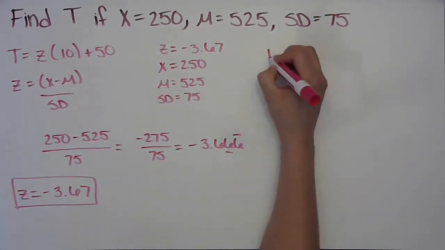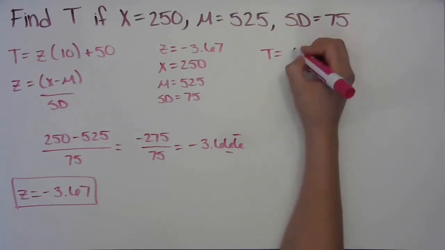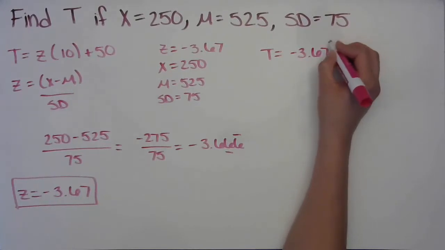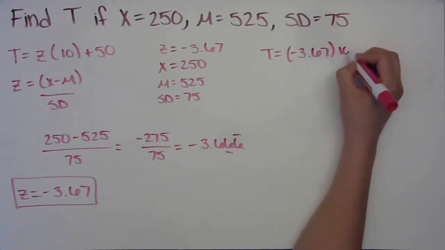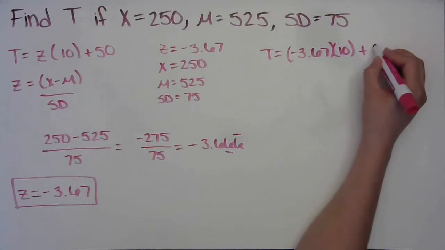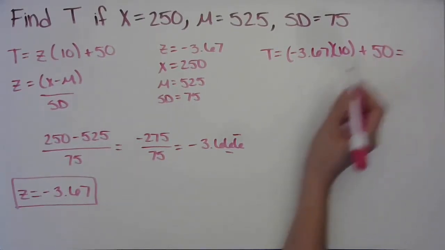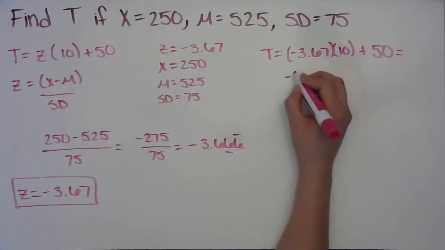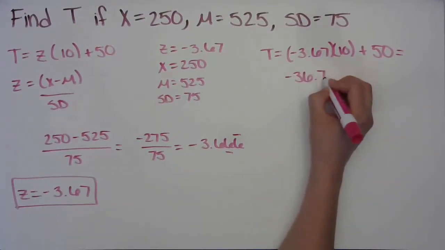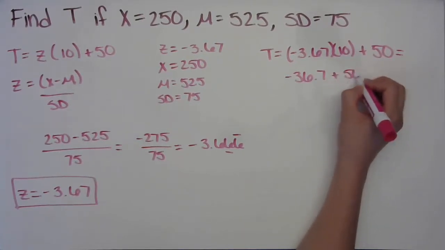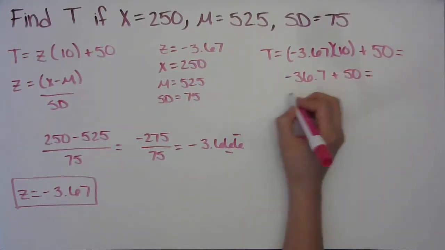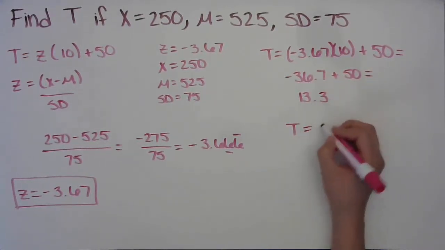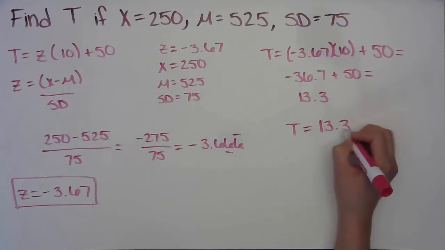So now, in order to find t, we just plug these numbers in here. So we have a negative 3.67 times 10 plus 50. So when we take 3.67 and multiply that by 10, we get a negative 36.7 plus 50, which is going to give us 13.3. So our final answer is t equals 13.3.